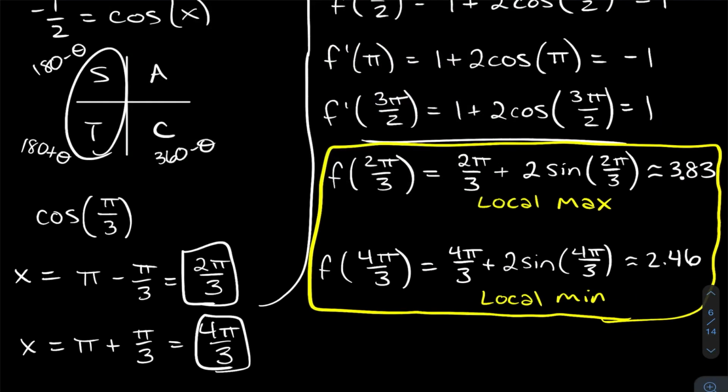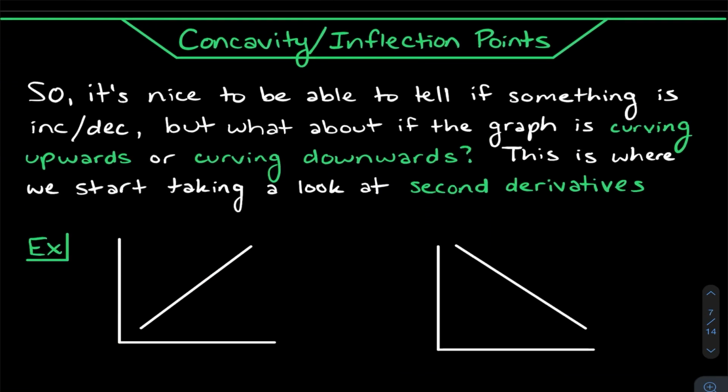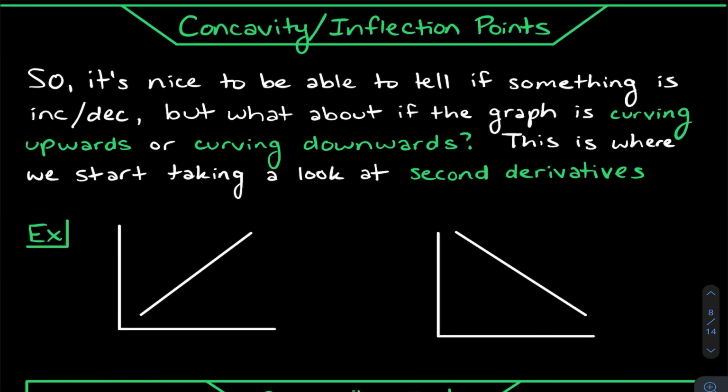All right, great. So now we'll talk a little bit about concavity and inflection points. And the idea is, it's great to be able to tell whether a function's increasing or decreasing to find the max or mins, but it doesn't really give you a good idea of how that function is curving. That's what concavity does. It tells you whether a function is curving upwards or curving downwards.